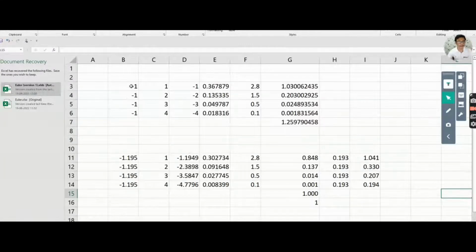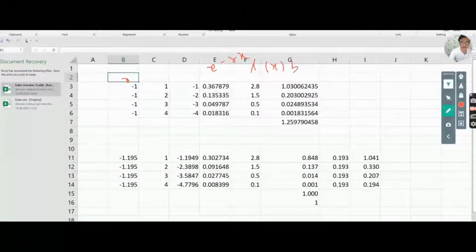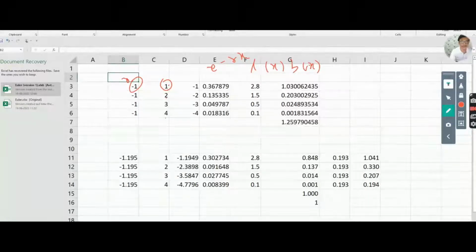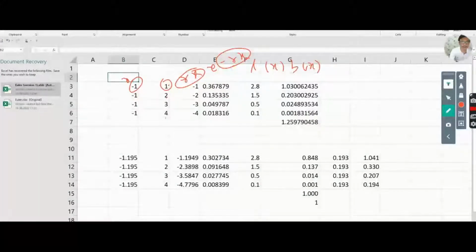This is the r we got, and the formula is e to the power minus rx, lx, bx. Here x is 1, 2, 3, 4. When you multiply these two, you get rx, and then minus rx. Now when you take the power of 2.817, this gives the final data.